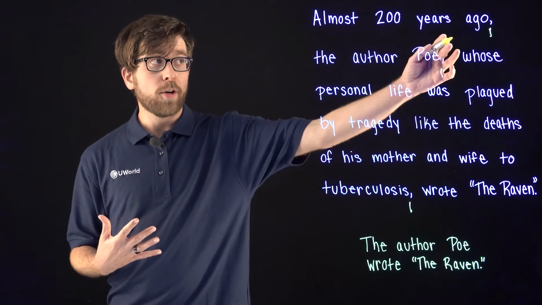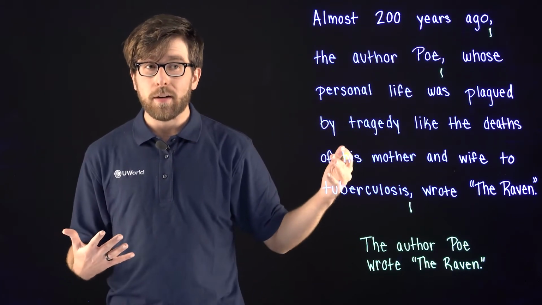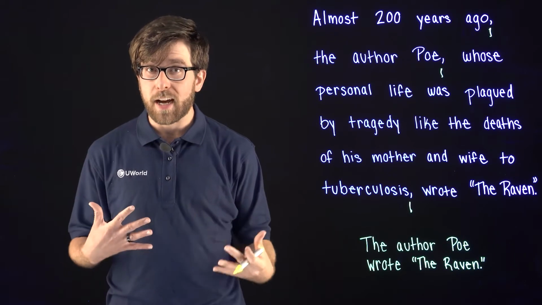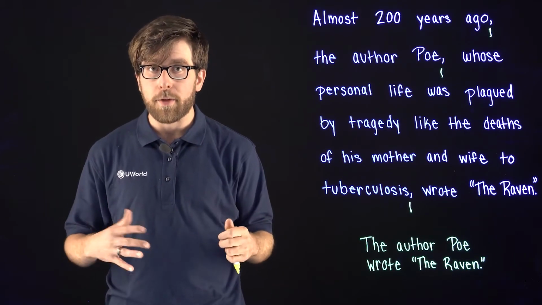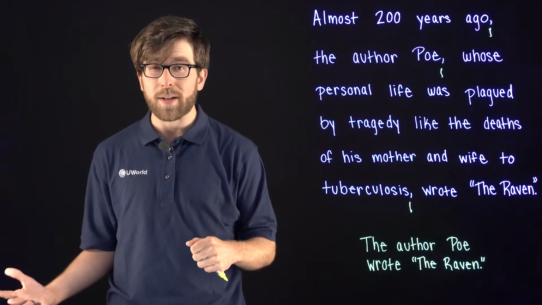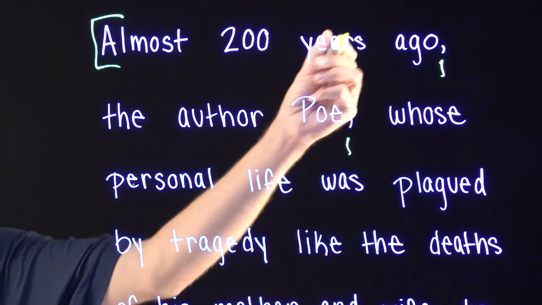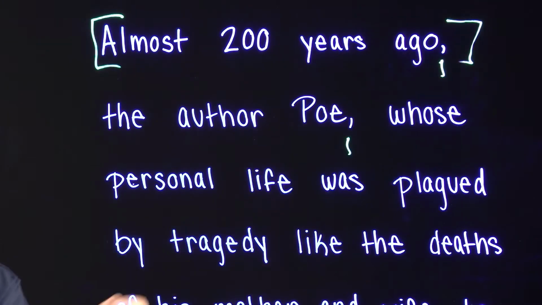So almost 200 years ago, we can ask ourselves, what's that doing? Well, it's really just kind of setting a place or a time for the rest of the sentence to be going on. There's no subject, there's no person or thing that's doing something, there's no verb, there's no action that's being done. So we can say that's just descriptive and kind of ignore it for now.